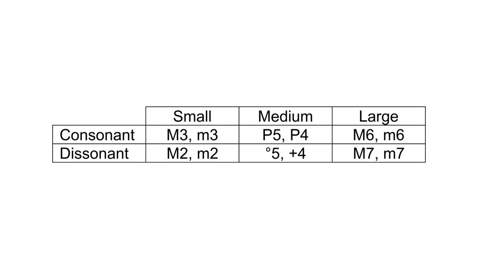If you hear a consonant small interval, it will be a major or minor third. If you hear a consonant medium interval, it will be a perfect fourth or fifth. If you hear a dissonant large interval, it will be a major or minor seventh, etc.